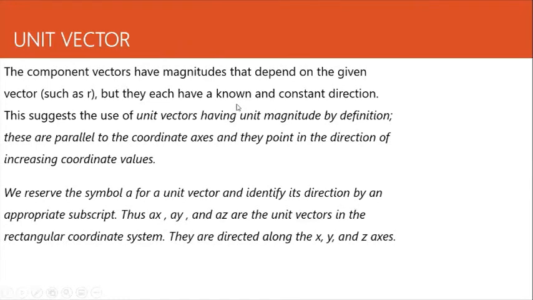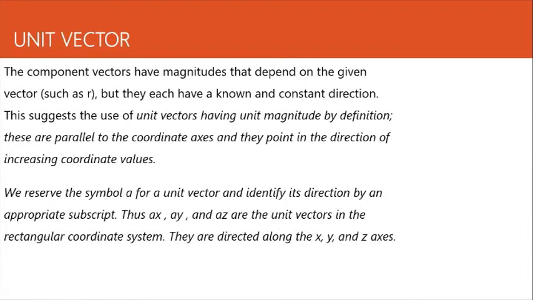Okay, next. Meron tayong mga characteristic or yung parameters na ginagamit sa vectors analysis. Una lang nga dito is yung tinatawag nating unit vector. Okay, ano ba yung unit vector? Pag sinabi natin unit vector is the component vectors have magnitude that depend on the given vector, such as r, but they each have a known and a constant direction.